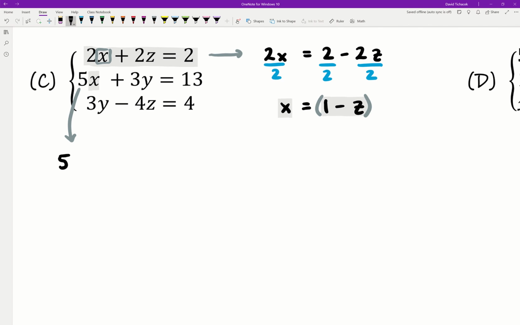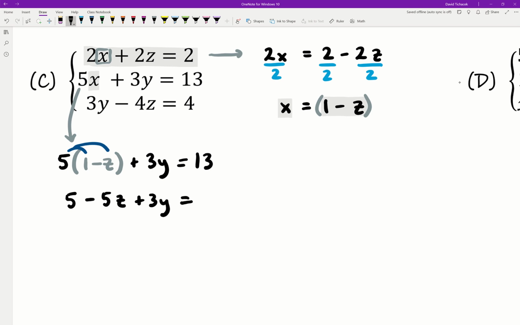And so that gives me the ability to take my second equation here and perform that substitution. So we'll say here 5 times x, but playing the role of x, of course, is the expression 1 minus z. And so we're going to substitute that in its place. So 5 times 1 minus z, plus 3y is equal to 13, just writing the rest of that equation there. And now again, this is why we needed those parentheses, remember, because now we need to do the distributive property, which we'll perform now. 5 minus 5z plus 3y is equal to 13.